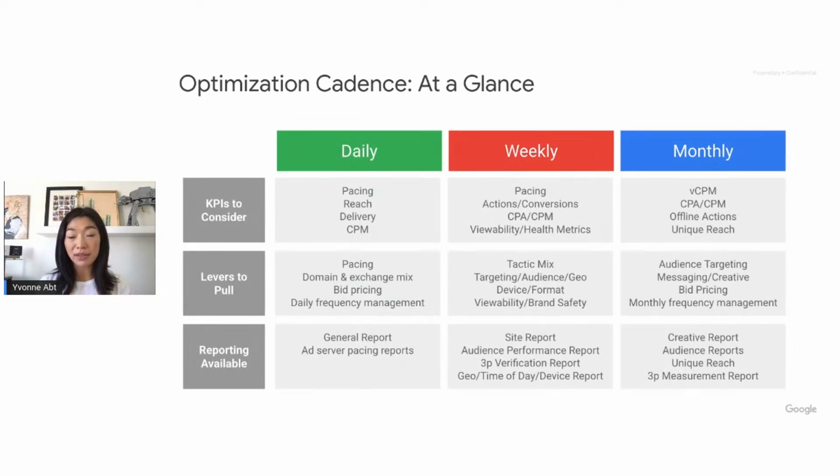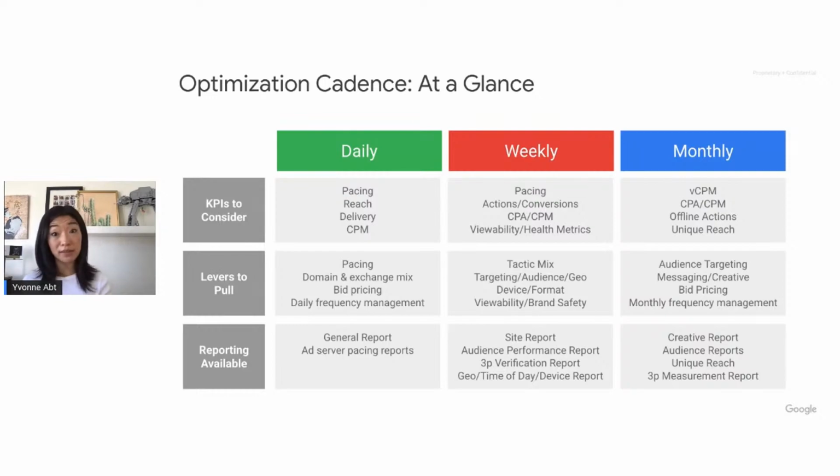So as promised, we want to talk a little bit about cadence of optimization. Being very organized about what types of reports you pull, when, and what optimization recommendations they may drive will help greatly. For example, on a daily basis, you may be looking at pacing and delivery, monitoring and making sure that the way it's spending budget is at a pace that makes sense.